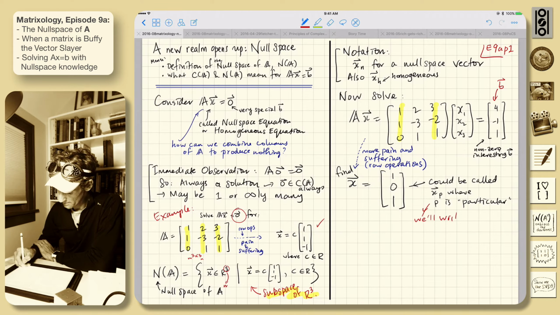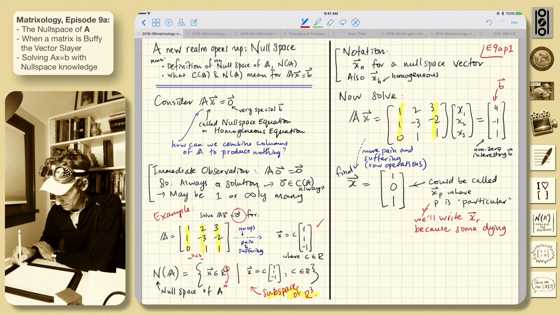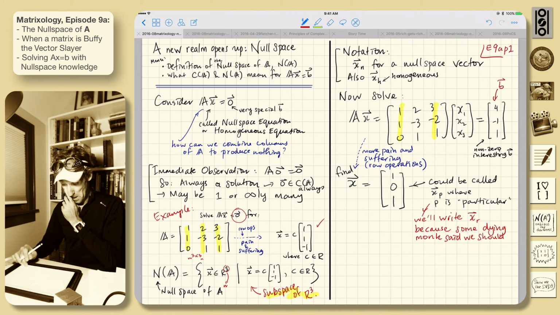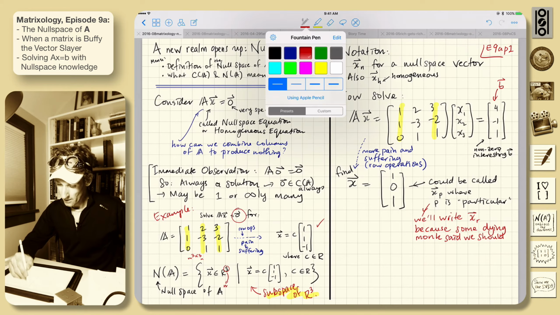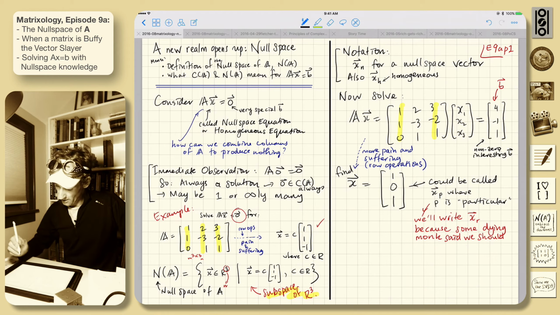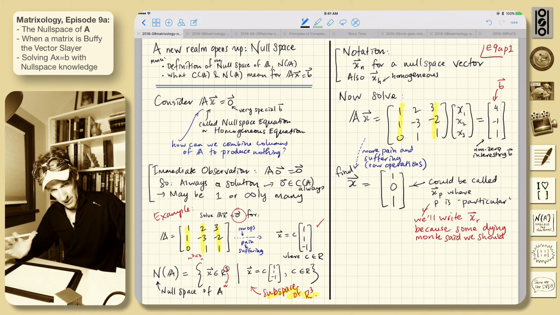We'll write X sub R because the monks said so. Because some dying monks said we should, right? Usual thing. Mysterious, strange monk. Okay, so we're like, okay, guy.